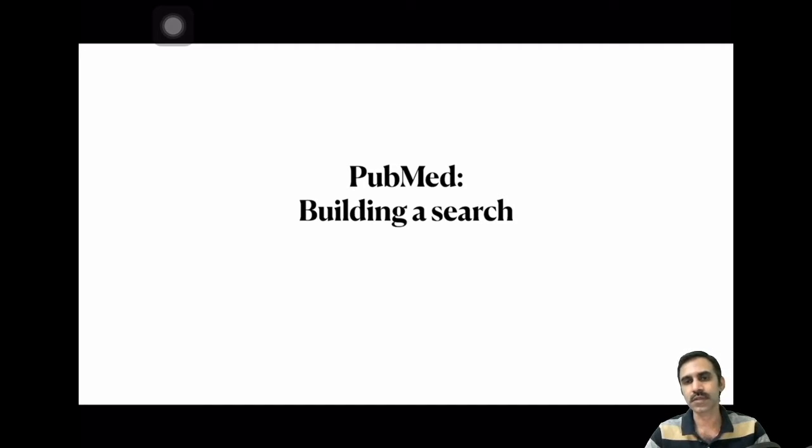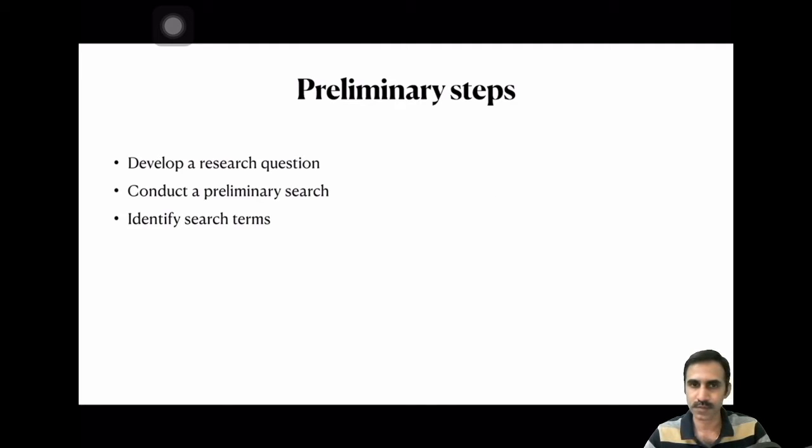So how to search PubMed? The preliminary steps include developing a research question. Then we have to conduct a preliminary search to find out the search terms. Then we have to identify the search terms and do the proper query with all the search terms. This may sound complicated, but once you master this, it will be one of the most useful digital tools at your disposal as far as your literature search is concerned.